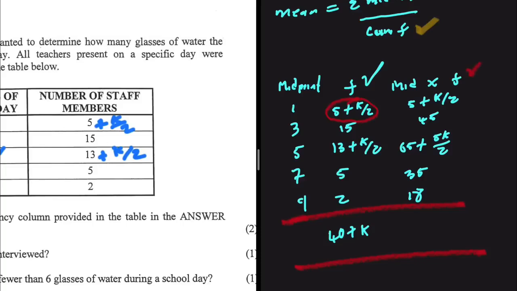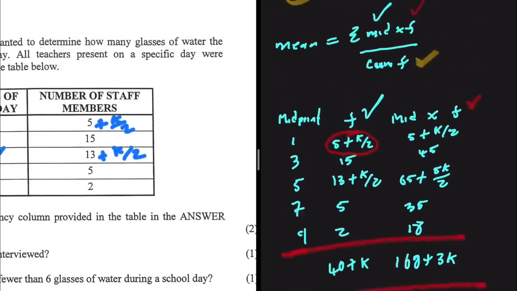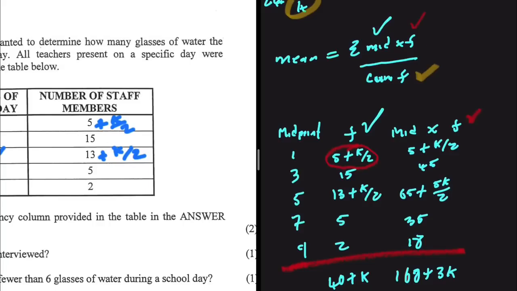So I have 5 plus 45 plus 65 plus 35 plus 18, which is 168. I have 168 plus 1 divided by 2k plus 5 divided by 2k, that is plus 3k. Okay, now we can go ahead and substitute on our formula.